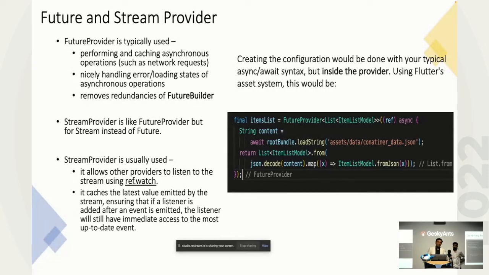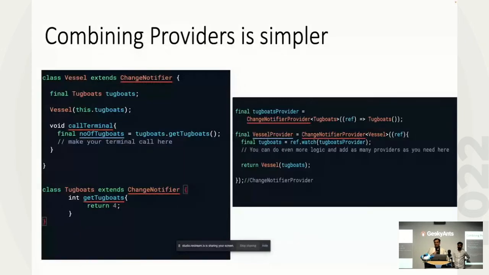Coming back, to go full circle, as I just mentioned, combining the provider using the proxy provider was so much of a hassle. The same vessel metaphor I will use. So here you can see that using the change notifier provider, now I just need to combine it, and the code has become so much simpler and cleaner. I can just use the tugboats and ref.watch, and then easily in the vessel provider I can get the details of the number of tugboats. So that's how it becomes easy in the Riverpod ecosystem.